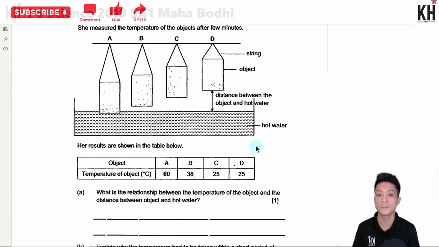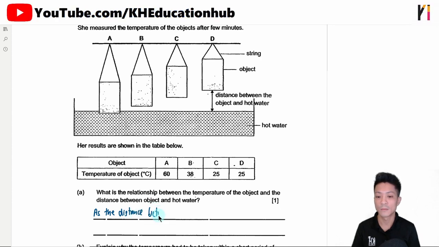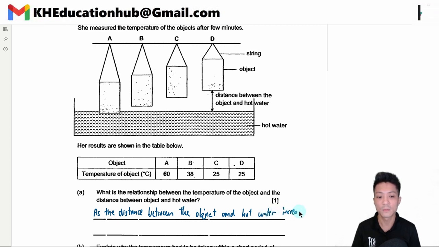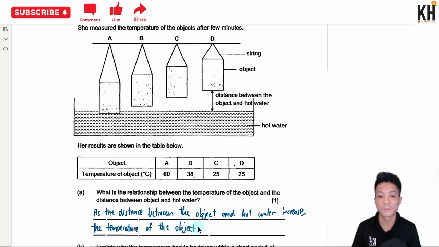So in this case, as the distance between the object and hot water increases, the temperature of the objects decreases.